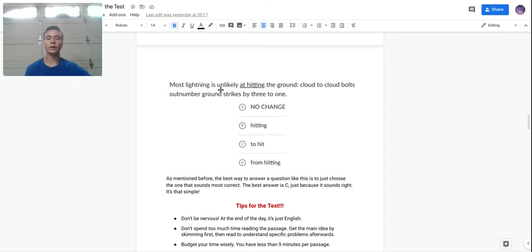Most lightning is unlikely from hitting the ground. So that doesn't make sense. So the best choice for this is C. It's just simply the one that sounds right.